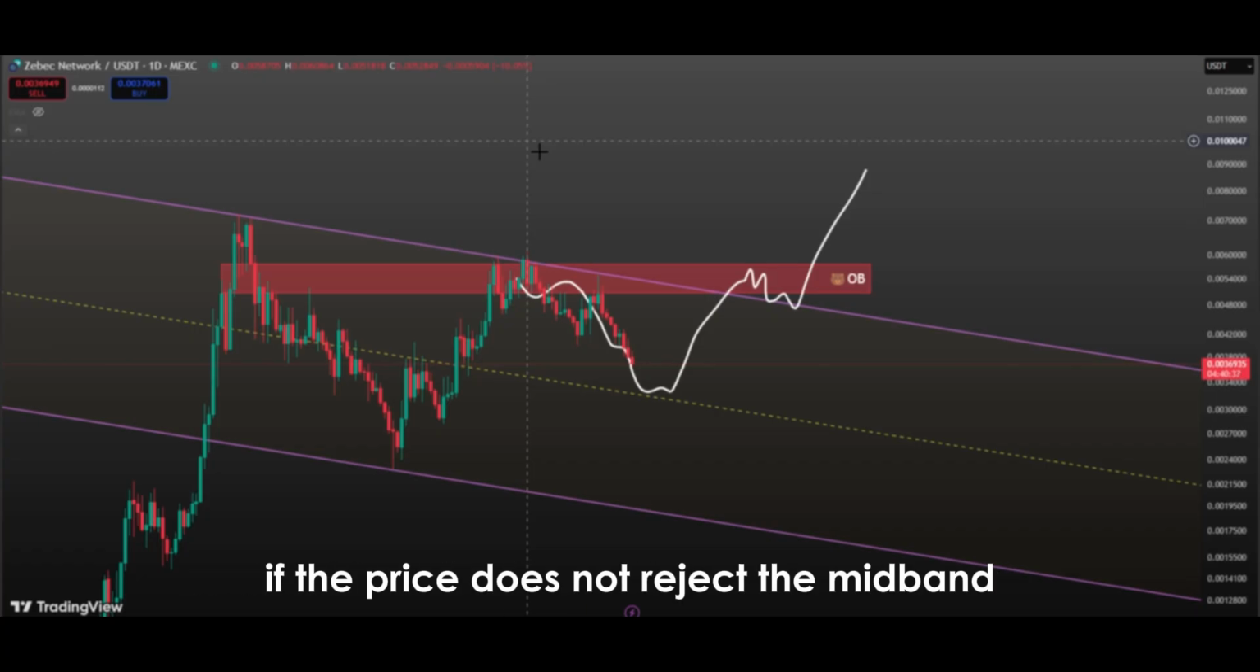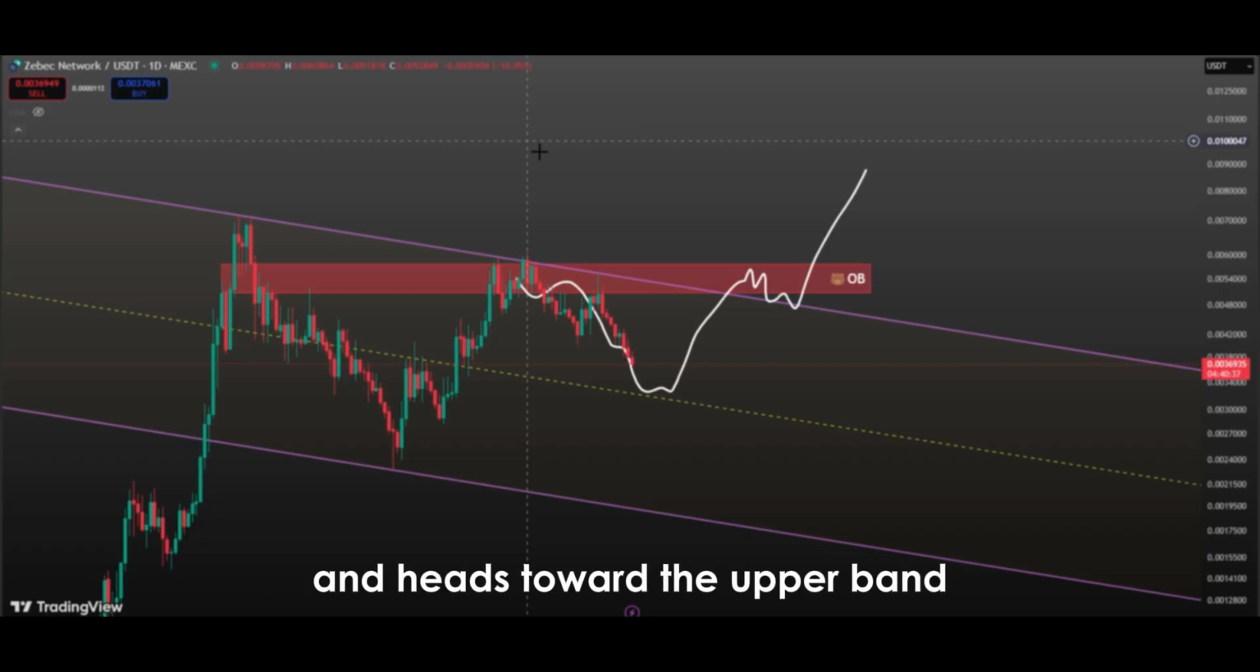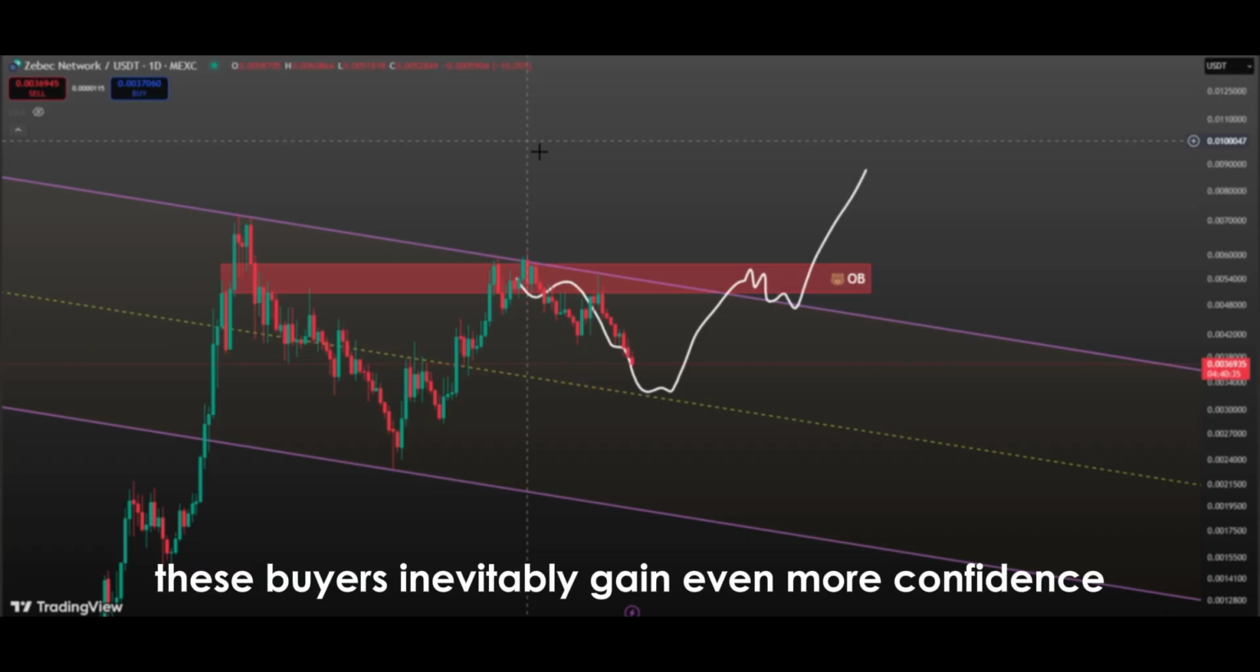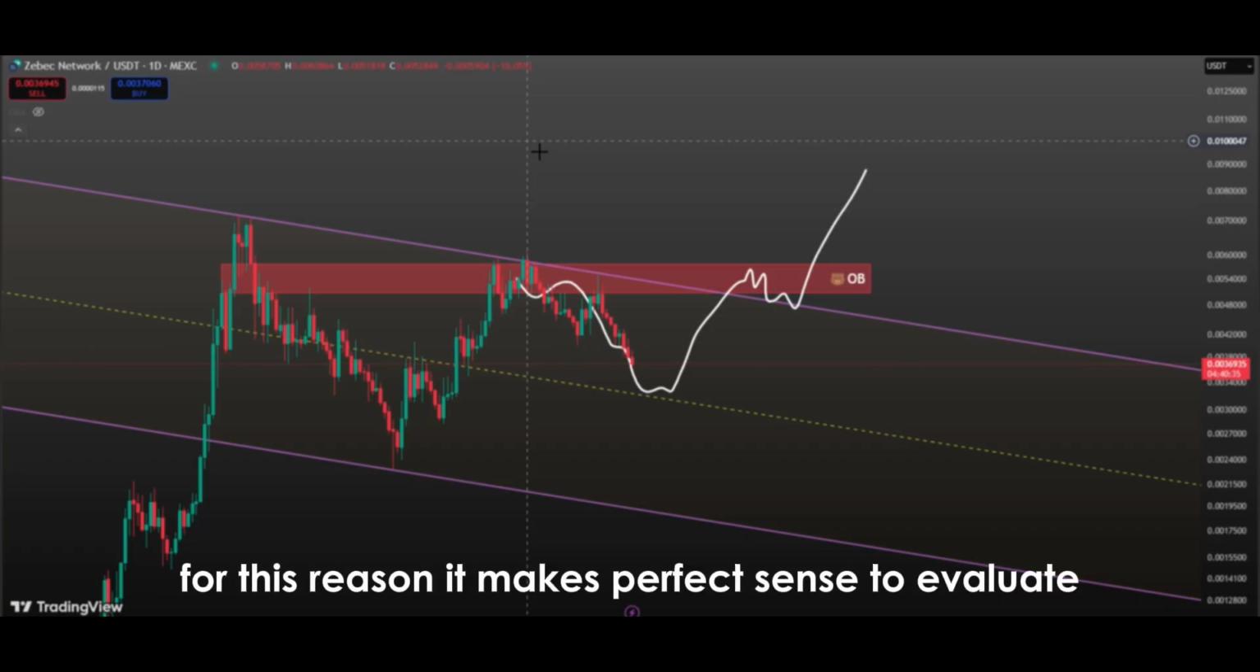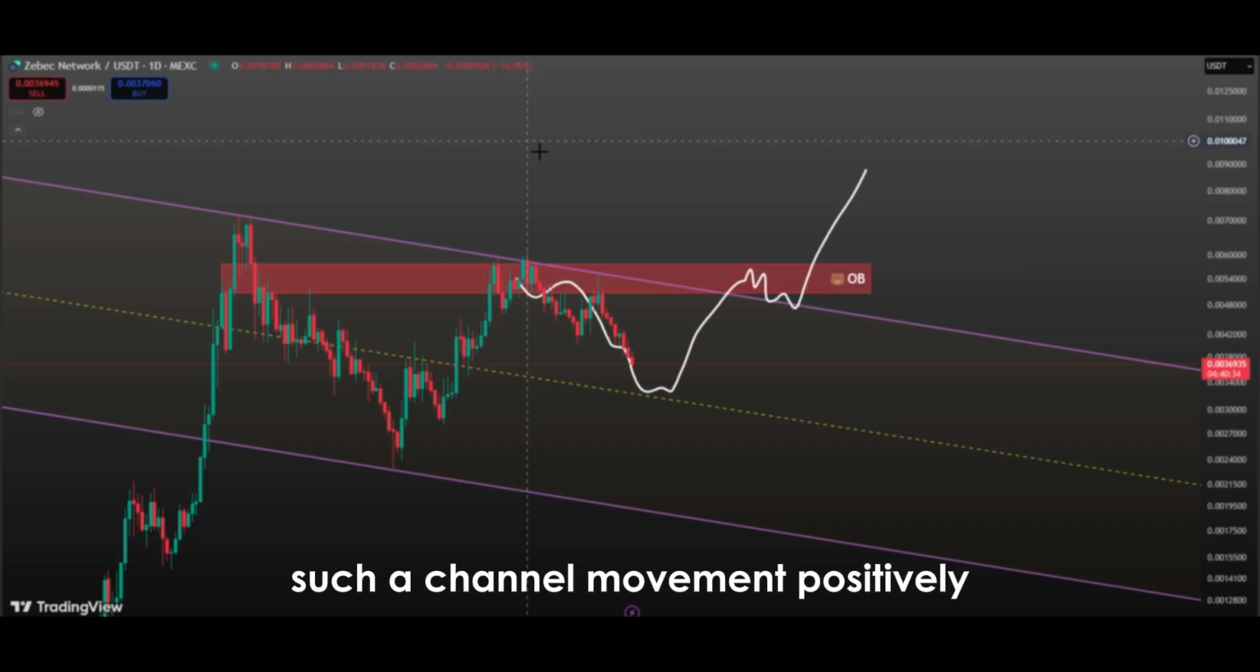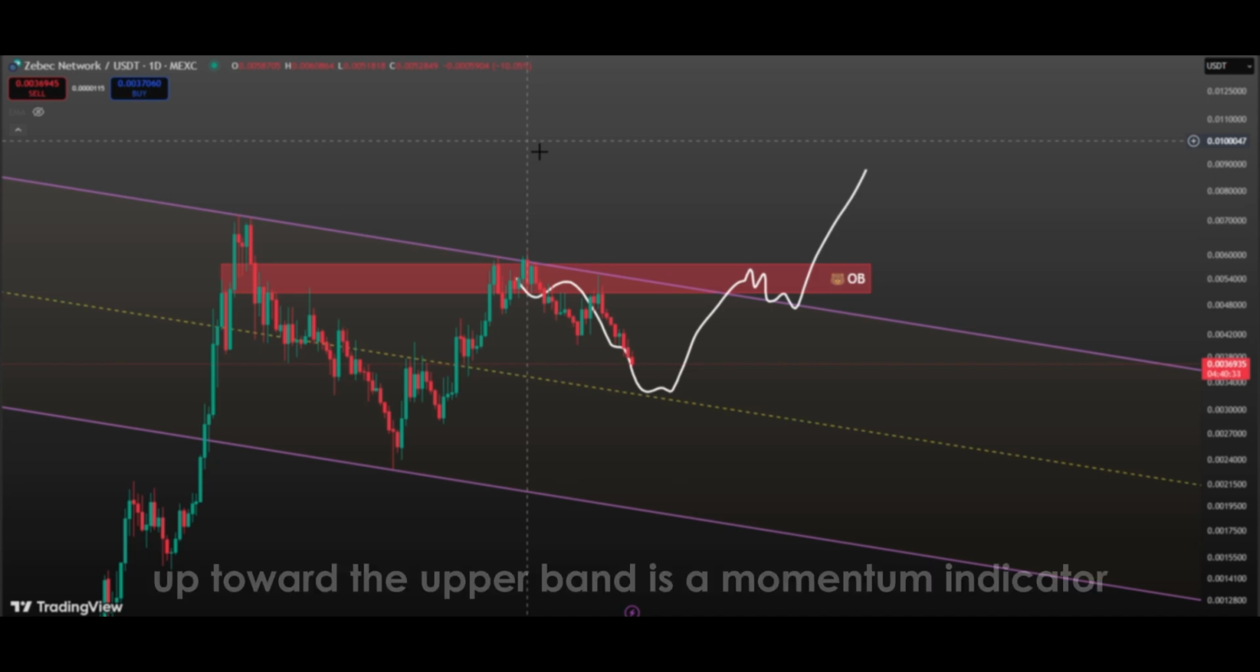If the price does not reject the midband and heads toward the upper band, it shows that buyers are still strong and are looking for opportunities. With the break of the upper band, these buyers inevitably gain even more confidence. For this reason, it makes perfect sense to evaluate such a channel movement positively. From a technical perspective, the price moving from the midband up toward the upper band is a momentum indicator.